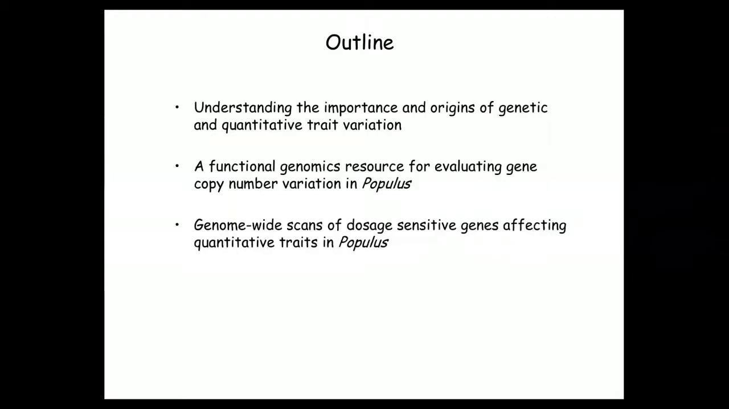I'm going to begin by talking a little bit about the importance and origins of genetic variation and its role in understanding quantitative trait variation in trees. I'll then tell you about a functional genomics resource that we've developed to help evaluate a specific type of genetic variation, copy number variation in Populus. And then I'll give you a couple of examples of how we've used this to scan the poplar genome for regions controlling poorly understood traits that are important for trees.